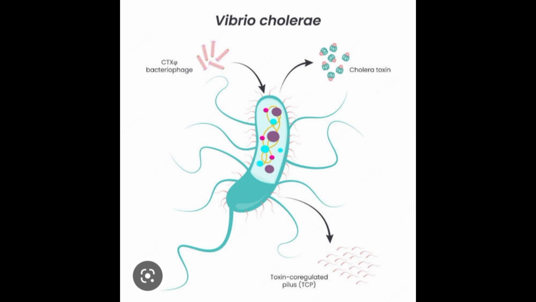Vibrio parahaemolyticus, Vibrio alginolyticus, Vibrio vulnificus. Vibrio parahaemolyticus causes food poisoning associated with marine food.